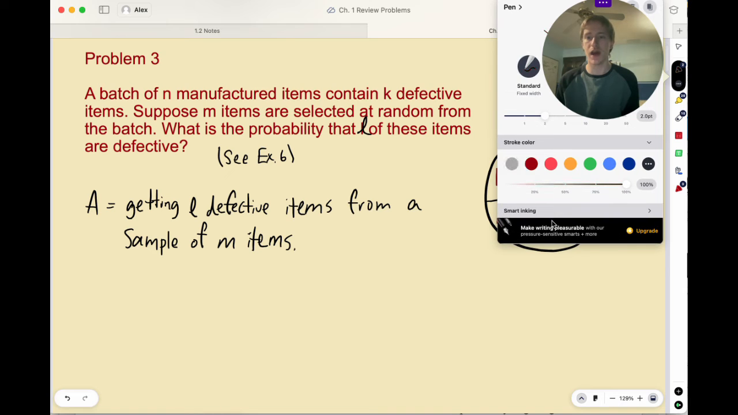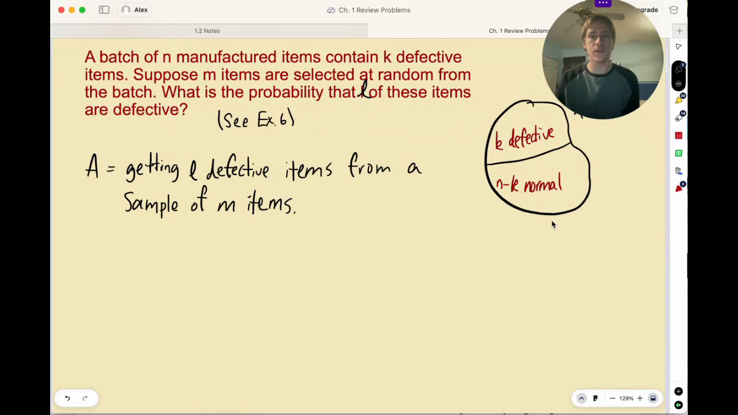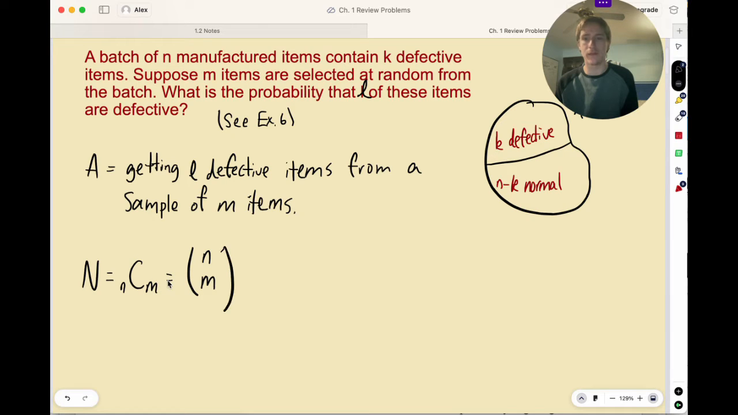Okay, the reason that I bring that up is because from here, we can determine that the total number of outcomes is just drawing m items at random. How many ways can you draw m items at random from a population of n total items? Well, that is just the binomial coefficient n choose m. Okay, so that is part of our answer.